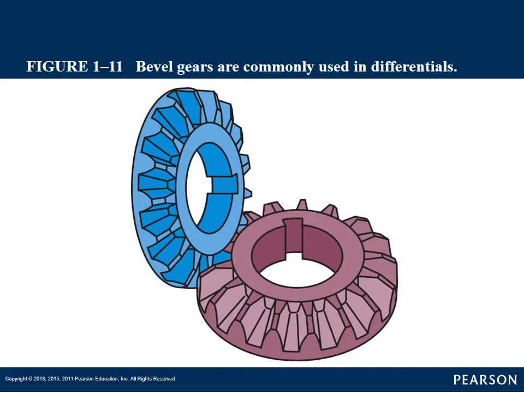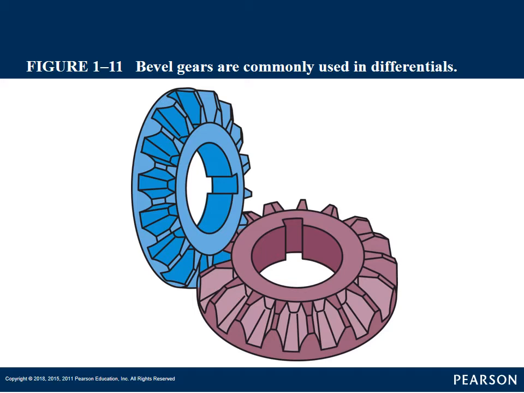Next gears we're talking about are bevel gears. These are most commonly found in our differentials. If you remember, in a rear-wheel drive transmission, we don't have a differential in our transmission. We have a separate differential, and then we connect the transmission to the differential through a drive shaft.